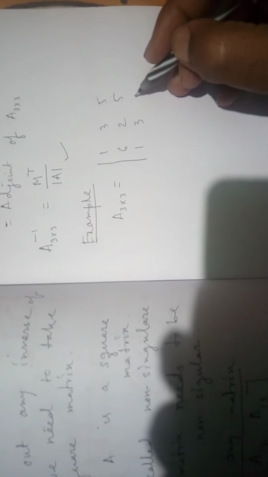Take an example. Take A, a 3 cross 3 matrix, equal to, I am taking randomly, 1, 3, 5, 6, 2, 5, 5, 1, 3, 4. So I am taking A as any square matrix whose rows are 3 and columns are 3.